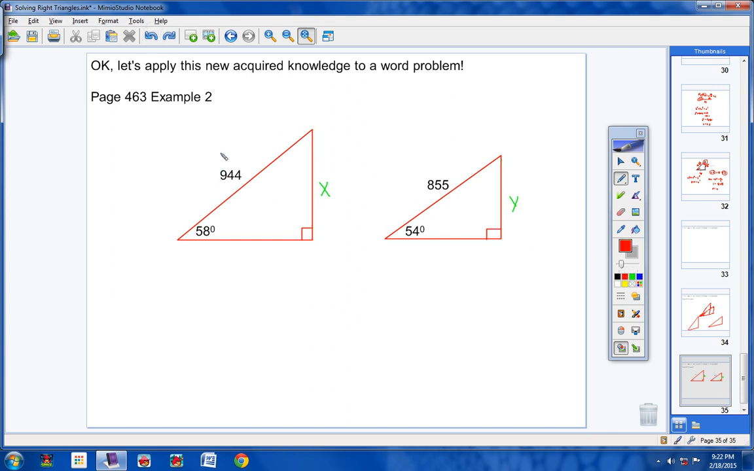Now, you say, Mr. Earhart, how can we find this side? We only know one side. We're going to have to use a trig ratio, sine, cosine, or tangent. Now, what angle are we going to use? Well, we really only know one angle. So we're going to use this angle here.